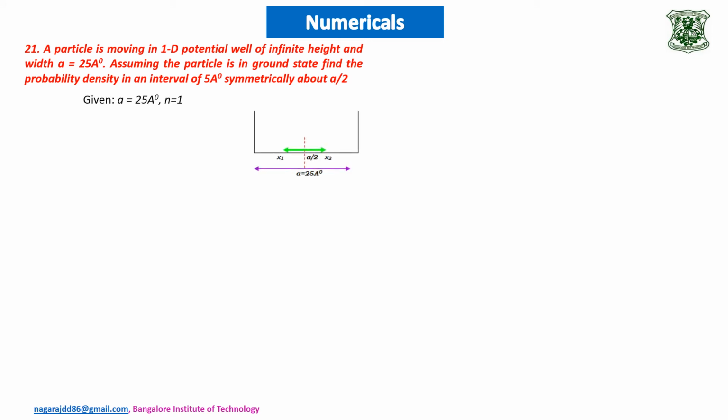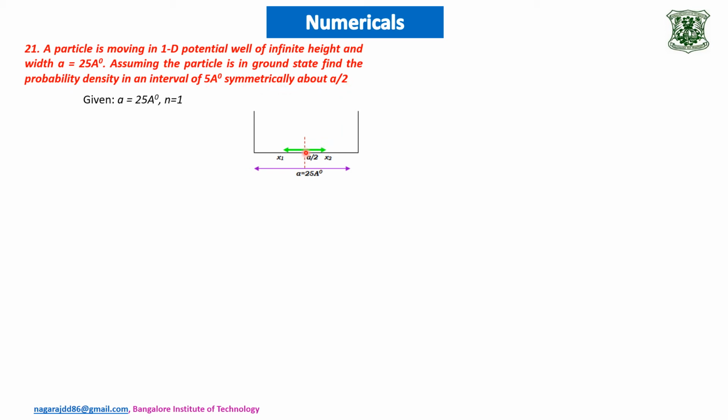See the diagram. This is a potential well of infinite height, while the width is finite. The center of the well is here. This total width is 25 angstrom. The center is here, that is the a by 2 position. So this side it is 12.5, this side 12.5. Now, the question: from where to where do we have to find the probability density? Is it from this edge to this edge? No. He says it is over an interval of 5 angstrom symmetrically about a by 2.